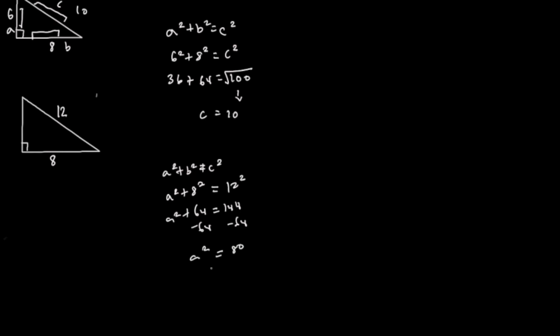And then for the square root of 80, if we do this on our calculator, we get a value of 8.94. So a is equal to 8.94. I forgot to take the square root. So that's the way you solve for it. You're able to find that this is 8.94.